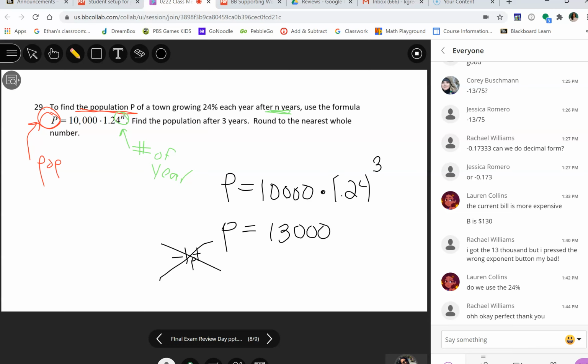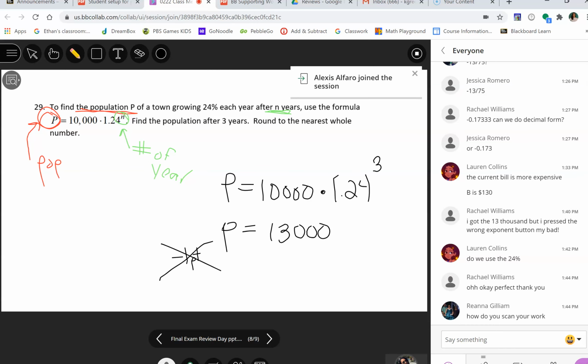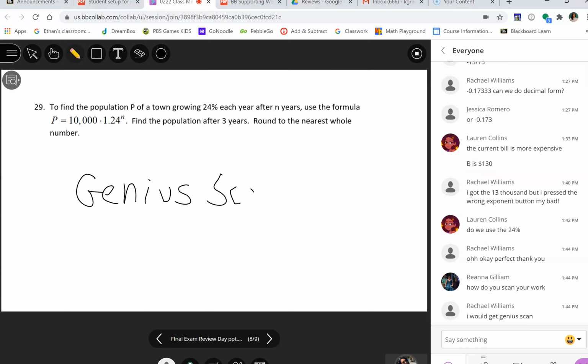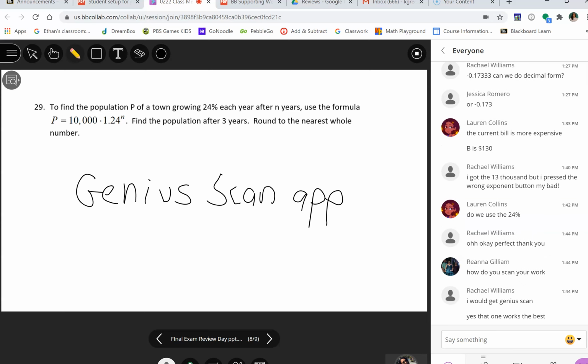Okay, y'all, I only have one more problem on my slide. Oh, good question, Rihanna. I personally scan my work using my cell phone because I don't have a scanner, and I really like the Genius Scan app. It's free, it's pretty easy to use. If I have multiple pages, like three pages of scratch work, I can scan them all as one document, so I'm just uploading one thing and it saves a lot of time.